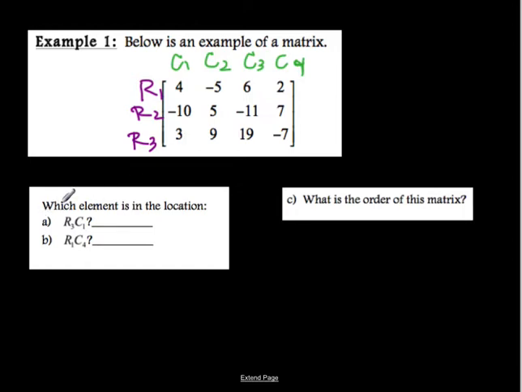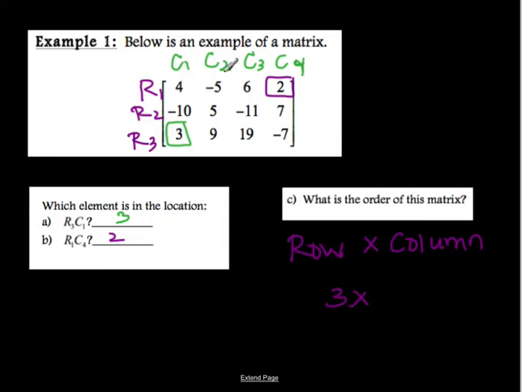So example A says which element is in the location row 3, column 1. Here's row 3, column 1. What is the element? The element is 3. Part B wants to know what element is in row 1, column 4. Here's row 1, column 4, 2. Then part C wants to know what's the order of this matrix? Remember, it is the number of rows by the number of columns. So how many rows do I have? I have 1, 2, 3. So it is 3 by how many columns? 4. So it's a 3 by 4 matrix.